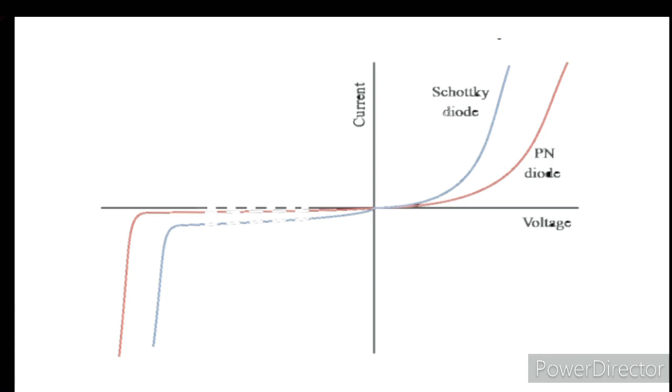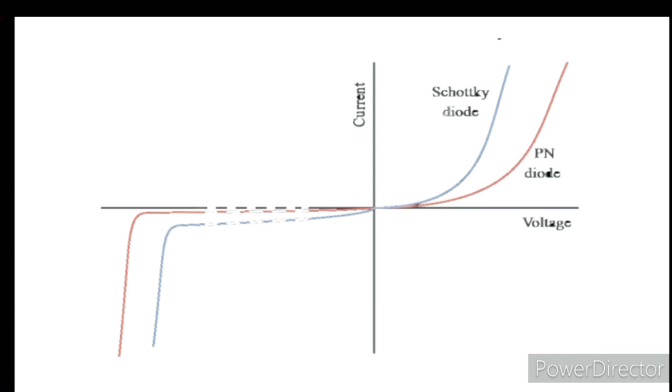Advantages of the Schottky diode. First, Schottky diodes are used in many applications where other types of diodes do not perform well. Low turn-on voltage: the turn-on voltage for the diode is between 0.2 and 0.3 volts, while for a standard silicon diode it is 0.6 to 0.7 volts.